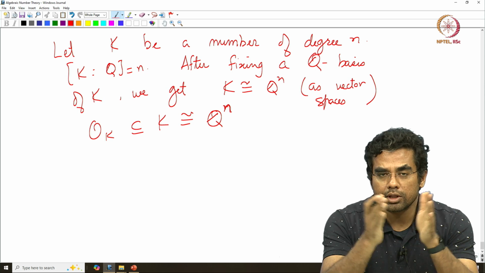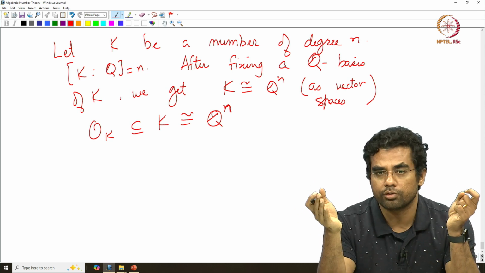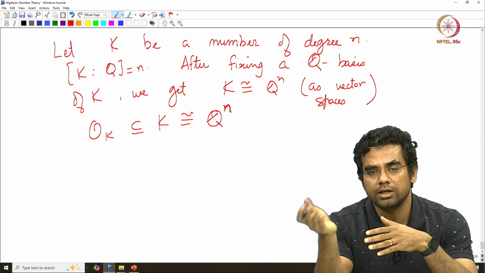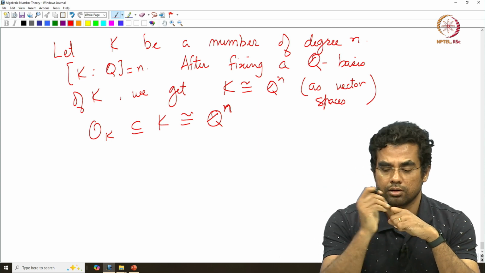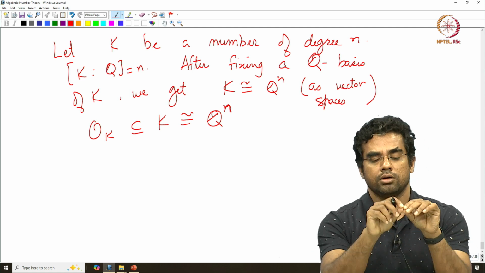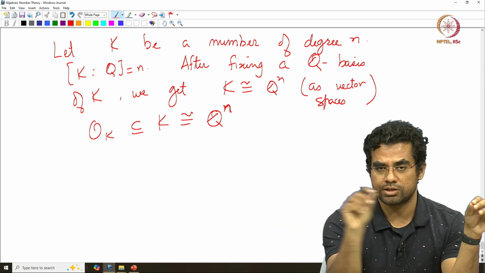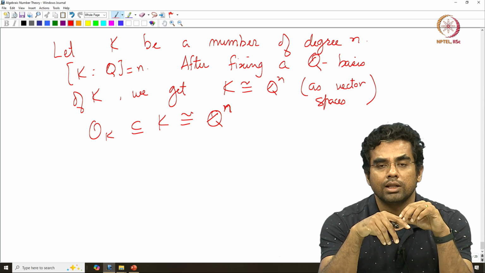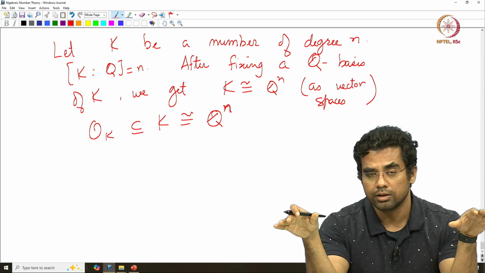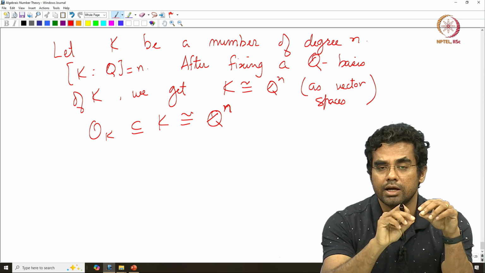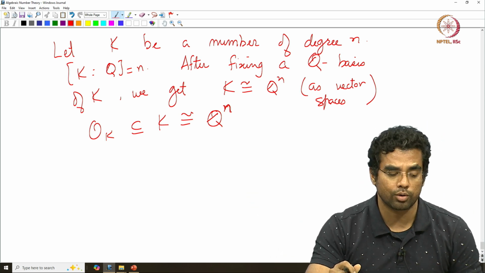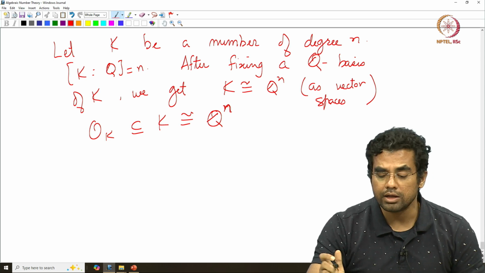And so you can visualize it geometrically, and you can ask yourself how this OK sits inside this Q to the n. For K equal to Q, we know that integers are just discrete points on a real line, right. So even if you consider Q as a subset of the real line, Z is just discrete points. So you can ask if something similar is true about OK, and indeed it is.